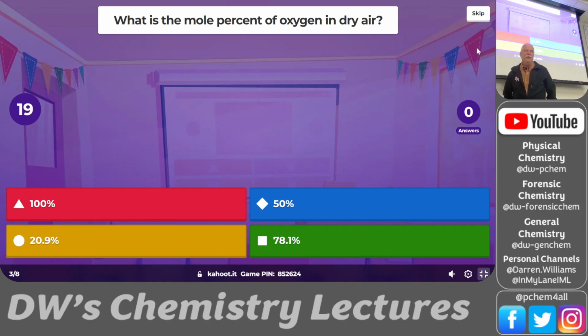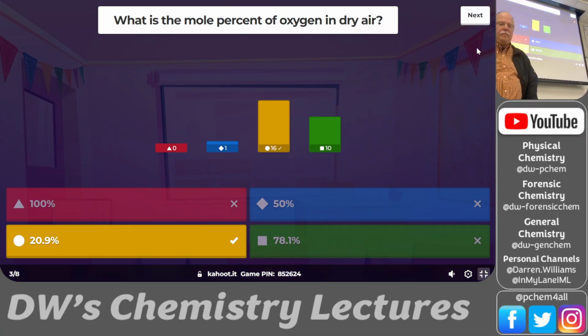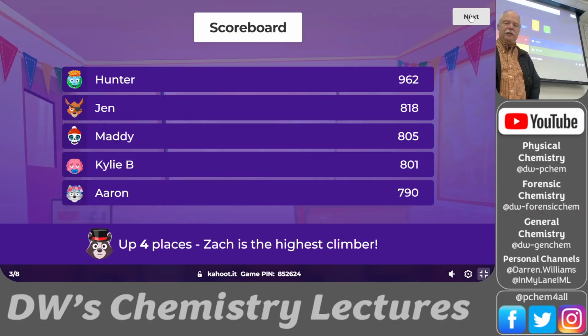Now let's see if you can remember. It's testing your memory. We would be in trouble if it was 100%. Cigarettes wouldn't last as long, that's for sure. Yes, 20.9. The green one is nitrogen. So if you couldn't remember the difference between oxygen and nitrogen, the green one is the nitrogen.